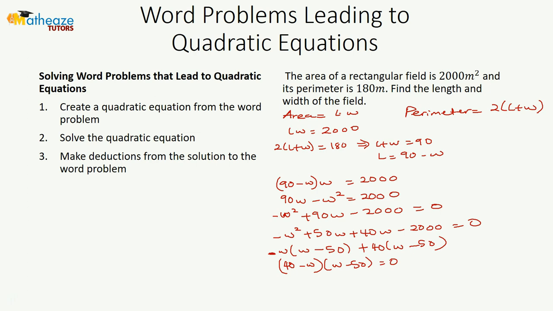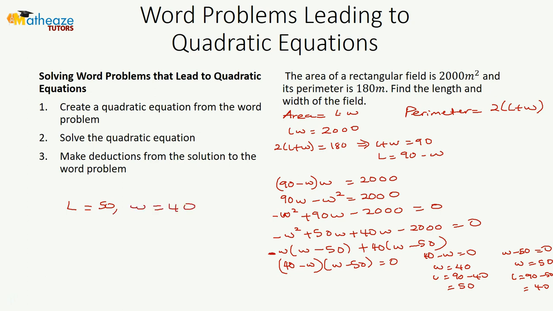So in this case, we have 40 minus w equal to 0, w minus 50 equal to 0. So w is 40, w is 50, and L is 90 minus 40, which is 50, and L is 90 minus 50, which is 40. I'm just going to pick L equal to 50, W equal to 40. I'm going to use that because I expect the length to be the longer or greater dimension than the width.